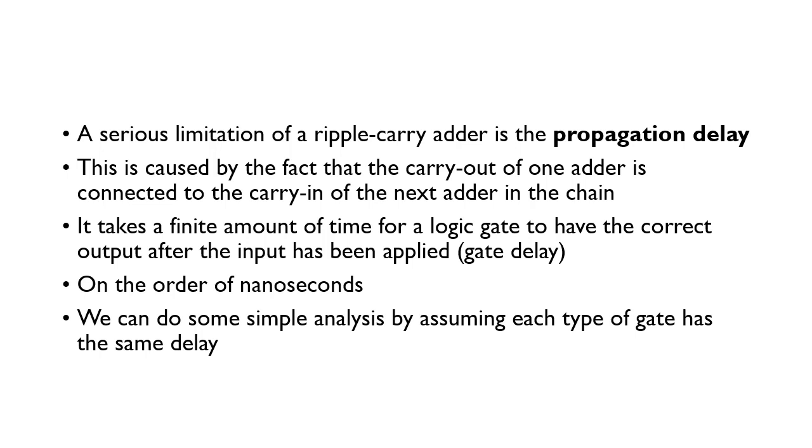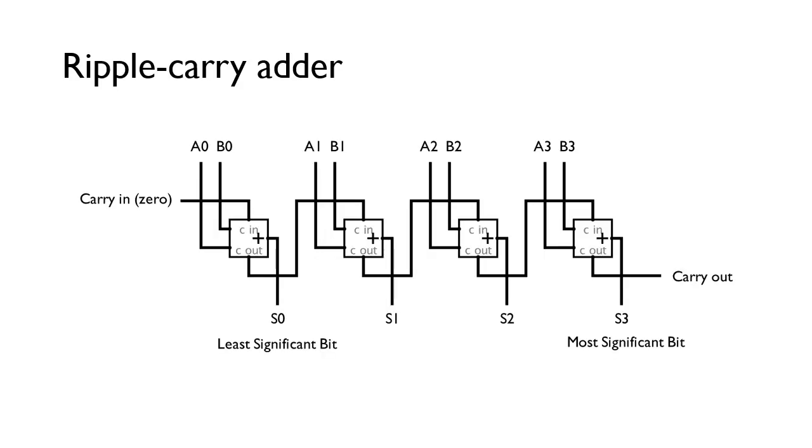Because it takes a finite amount of time for a logic gate to have the correct output once we've applied an input, it takes nanoseconds really for the output to be correct, and then there's a delay until the next full adder in the chain gets the correct inputs. So again, there's another delay associated with the logic gates inside that full adder, and it just keeps passing along this chain. So we're going to do some simple analysis of these delays by assuming that each gate has the same delay, which we're just going to call the gate delay.